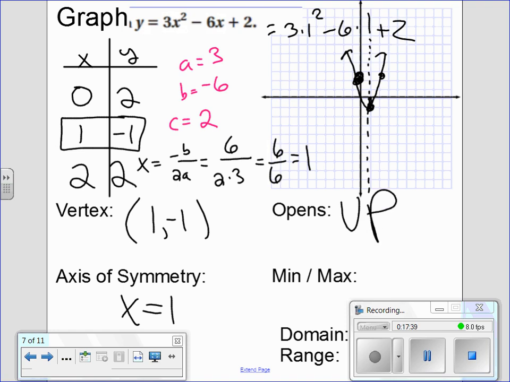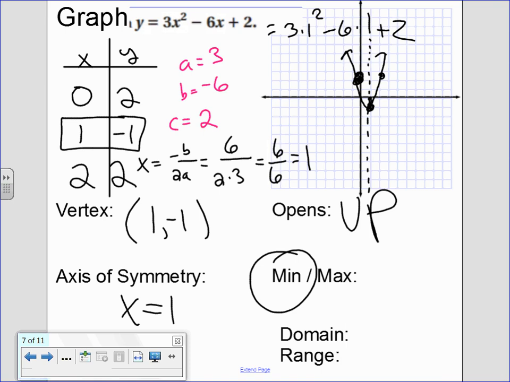Would that vertex be a minimum or a maximum? It's down here at the bottom of a valley. It's called a minimum. And the only other question to answer is domain and range. So on the x-axis, this parabola can go anywhere, so it's all real numbers. But its range, the y values, are always going to be bigger than the minimum value. The minimum value is negative 1. So the range is y is greater than or equal to negative 1.